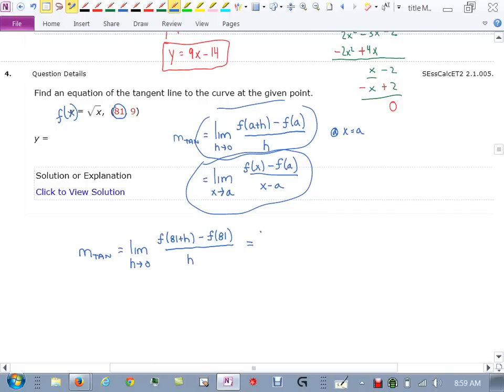Okay, this is equal to the limit h approaches 0. What happens when I plug in 81 plus h into the function? I get square root of 81 plus h. Then minus, over here, plugging 81 into the function, I have square root of 81, which is 9, all over h. Now, if we try and let h go to 0 right now, we will get 0 over 0. So I need to do some algebra. And since I see a square root, two terms, I'm going to come in with the conjugate, top and bottom.